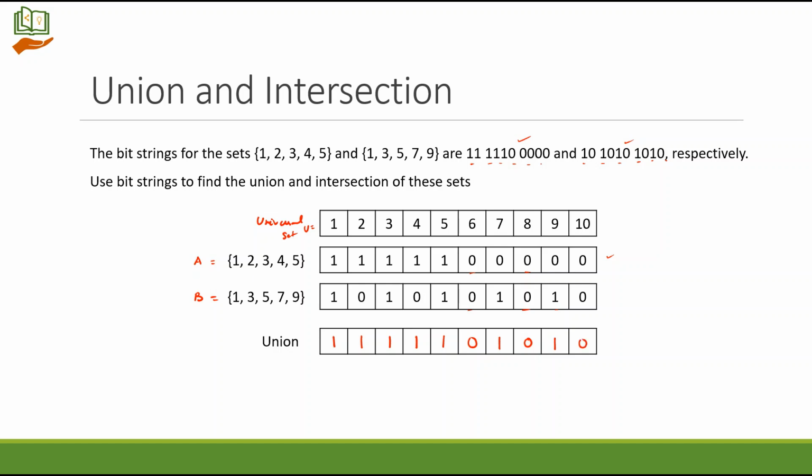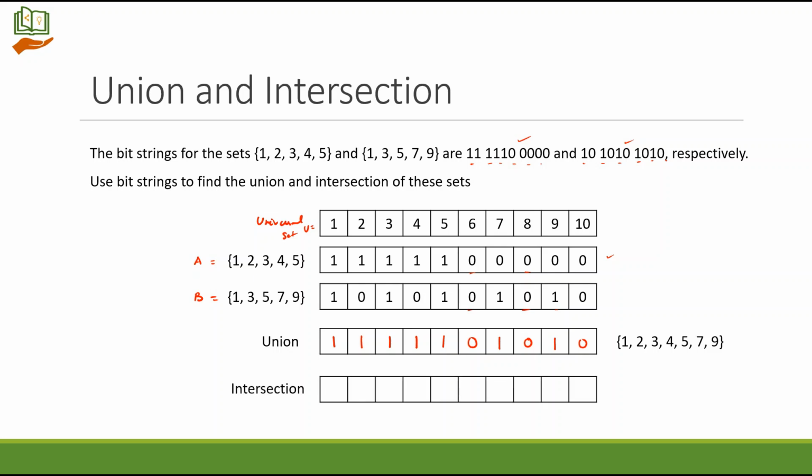Now except 6, 8 and 10, all the other 7 elements will be present in the union. 1, 2, 3, 4, 5. 6 is not there, we have 7. 8 is not there, we have 9. Then 10 is not there. So this will be the union set.